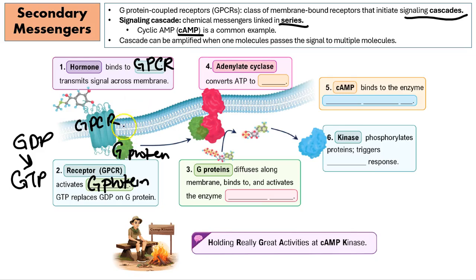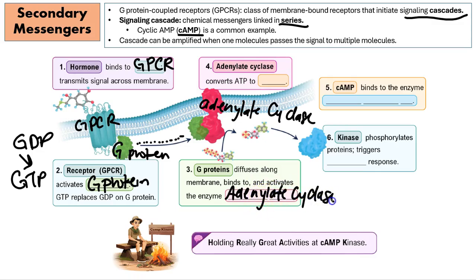Okay, so that G protein is going to travel, and then bind to this larger protein here, which is an enzyme called adenylate cyclase. So that enzyme, adenylate cyclase, gets activated once that G protein binds to it. So let's go ahead and start from the beginning.